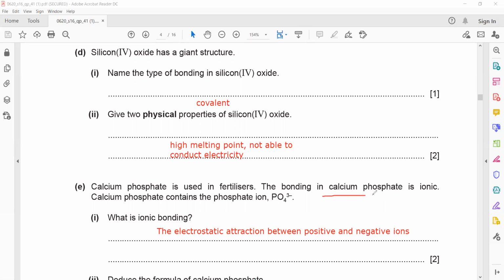Calcium is a metal; phosphorus and oxygen are non-metals. So that's why the metal is there and the non-metals are there. That's why the bond will be ionic.